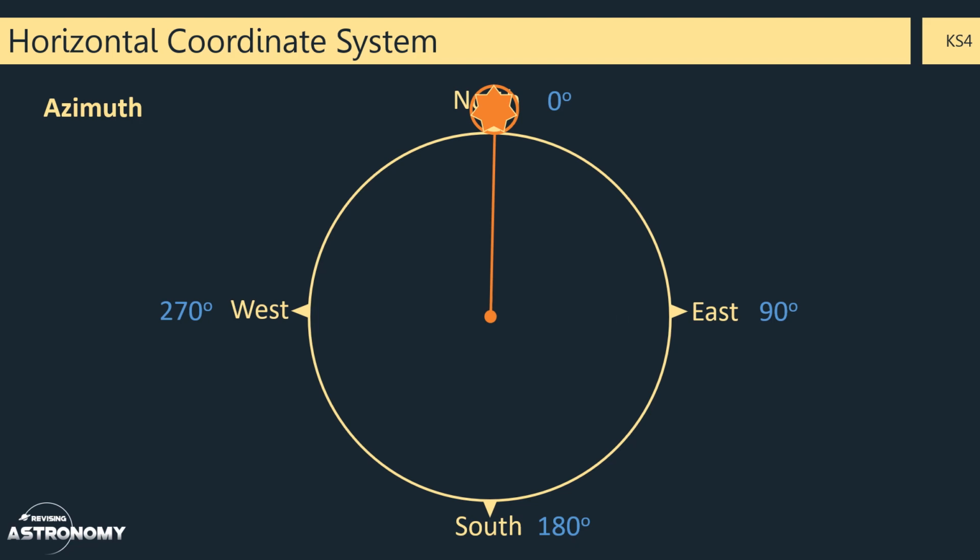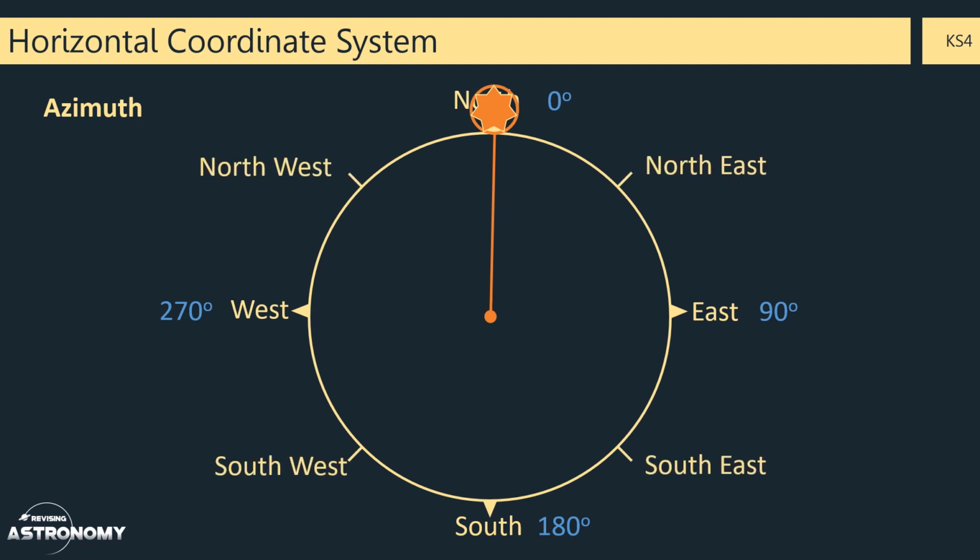However, we could also use the points halfway in between, and again we can work these out. Northeast, being halfway between 0 degrees and 90 degrees, would have an azimuth of 45 degrees. The southeast would be halfway between 90 and 180, and would have an azimuth of 135 degrees. Southwest would be 225 degrees, and northwest 315 degrees.